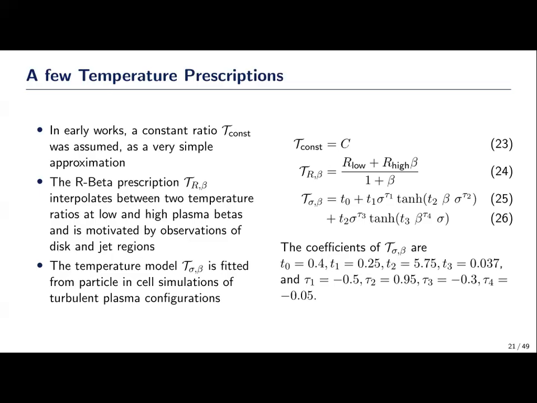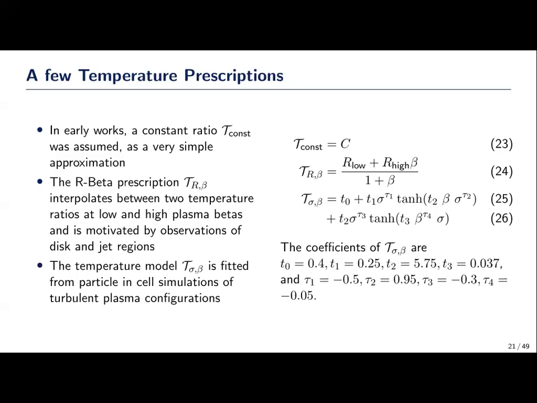The well-established one, I think it was in 2016, Monika Moscibrodzka introduced the R-beta model, which is today well-established in radio imaging of black holes and in the EHT community. Basically, we have observations of the jet region and observations of the disk region, and as a function of the plasma beta we propose a temperature ratio in high and low beta regions, and then it just interpolates between these regions. This is again motivated by observations and has been used successfully ever since.